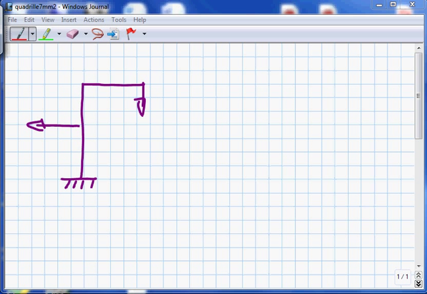Well, there's one thing we definitely know about the deflected shape. It has to hit the ground at 90 degrees. That's what the fixed support requires. We can see that the force off to the left must pull the post slightly in that direction, and we can see the one hanging from the top must pull the post down a little bit.